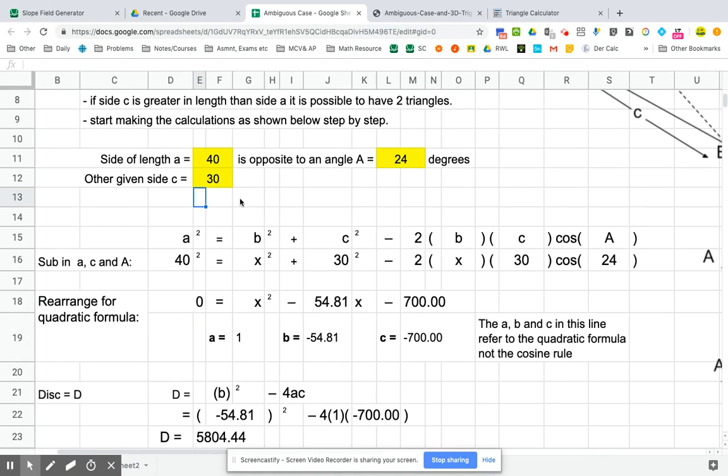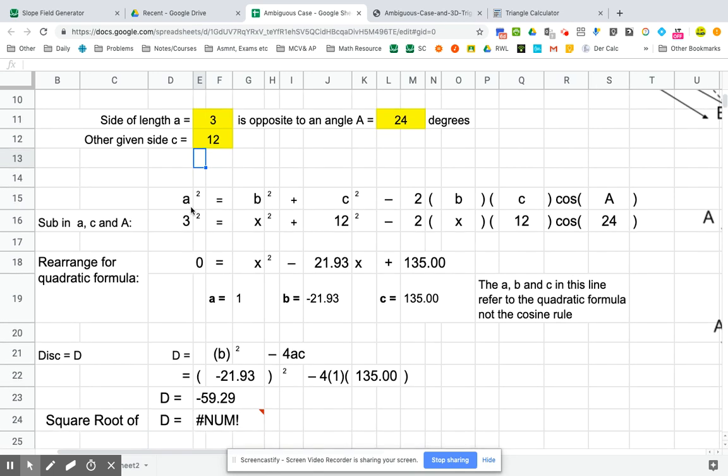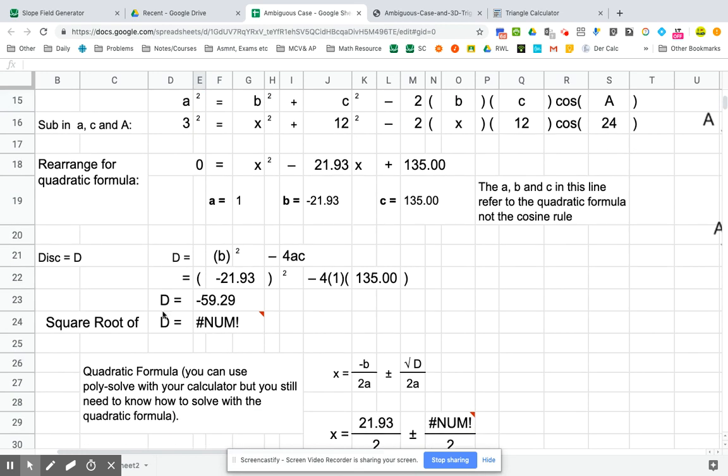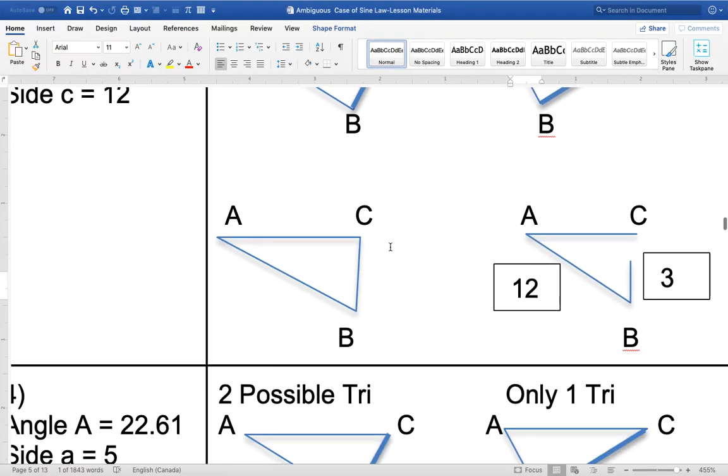So if I go to this one, we said the length of A was 3, and the length of C was 12, and the angle's still 24 degrees. So, like I always do, I substitute into the cosine law. I create a quadratic equation, and I try to solve it. And in this case, I get a negative discriminant. A negative discriminant indicates you can't get any solution that works. So let's go back and see what that tells us.